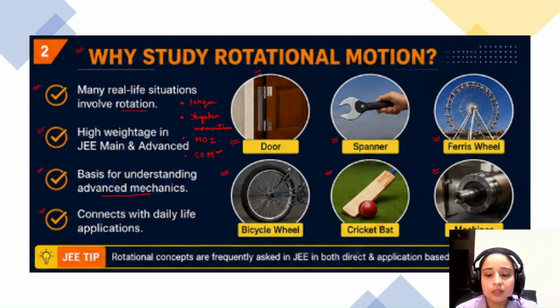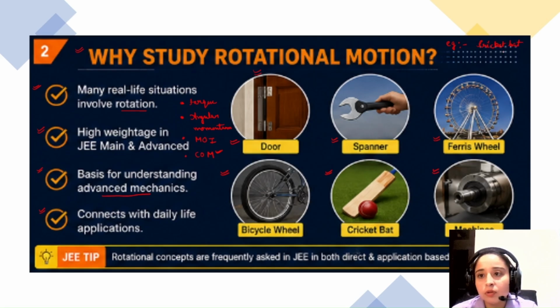Okay, now if you understand translatory motion, that is the motion in only one particular direction, that is, if the x axis or y axis or z axis position is changing with time, that is translational motion. Okay, and let me give you an example. Let me ask you a question: which of these examples involve translatory motion or rotational motion? So one is a cricket bat.